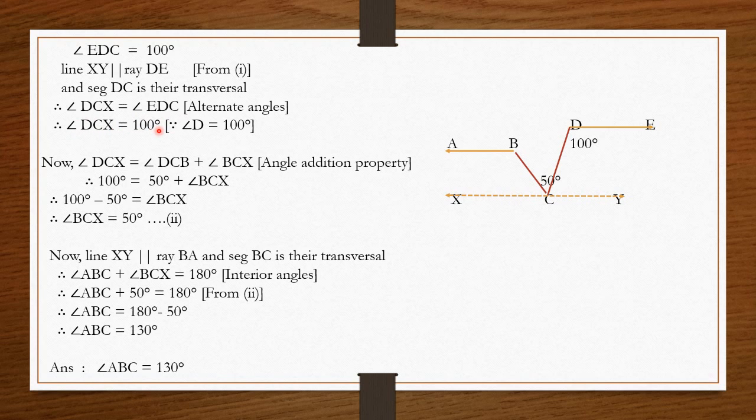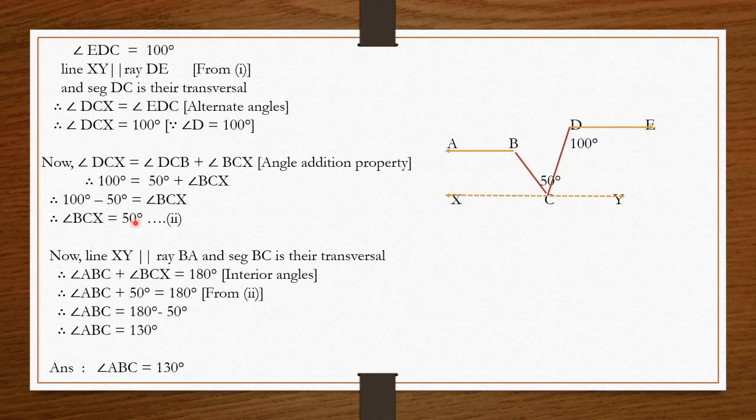And in this figure, angle DCX is the sum of the two angles. Now, angle DCX equals angle DCB plus angle BCX. Substituting angle DCB as 50 degrees and angle DCX as 100 degrees, therefore 100 equals 50 plus angle BCX. Therefore, angle BCX equals 100 minus 50, that is 50 degrees.